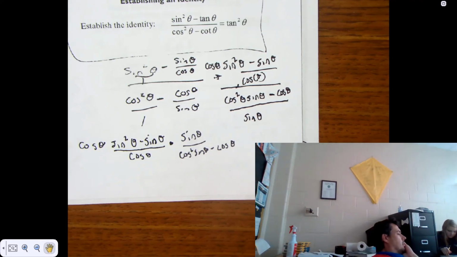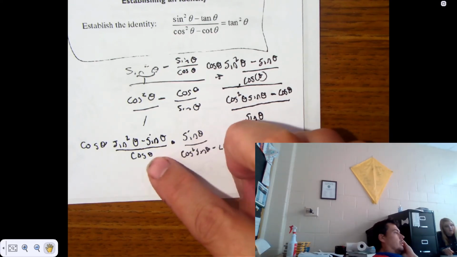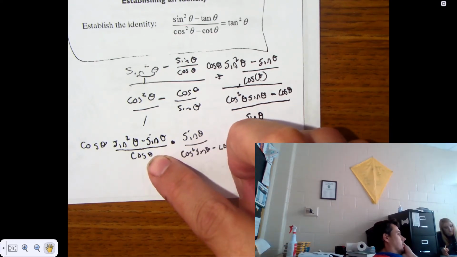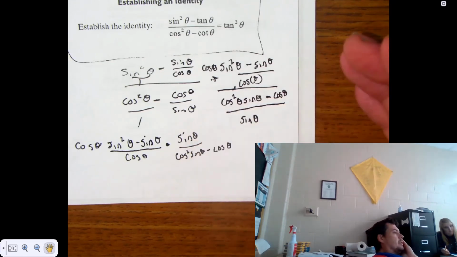Just something so simple. So simple, it's right there. Quotient identities. It's a quotient identity. It's right there too. Sine over cosine is tangent. That allows us to take this piece right here and kind of pull it off the side and say it's tangent.